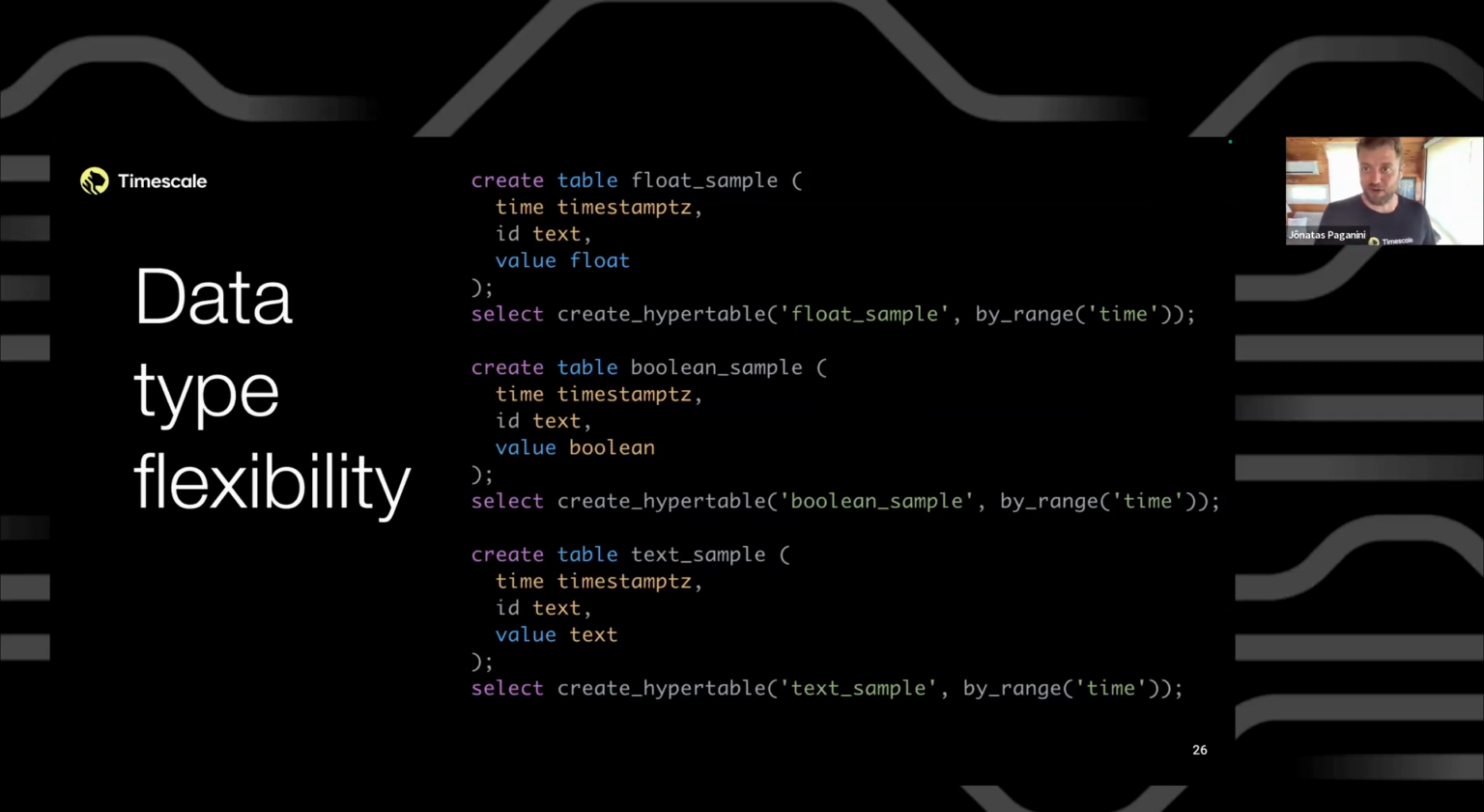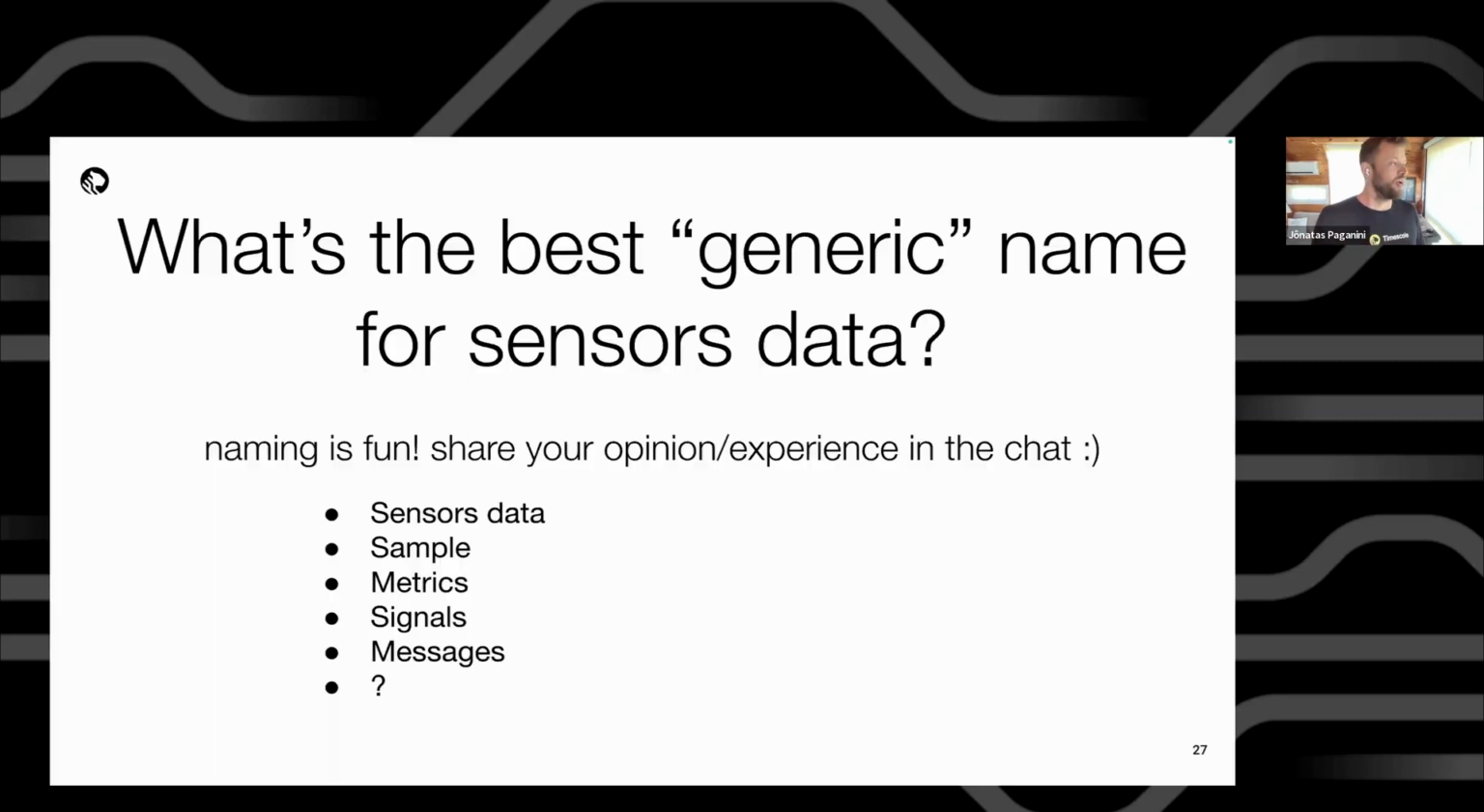And this is another model. These are just a few other guidelines that can help you think about how you can do this. And naming is fun. If anyone would like to share, we talked about sample, signal, events, messages, weather data, sensor data. Naming is always a very, very hard thing. So if you want to share your experience naming your tables, that's just for fun.